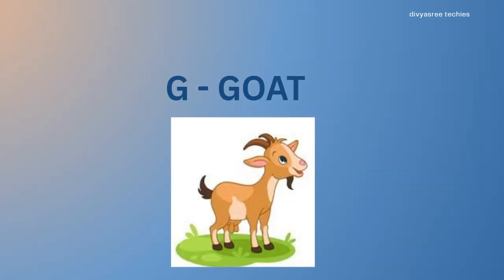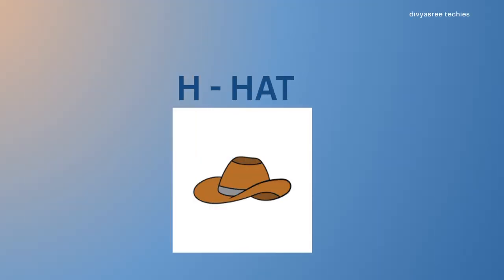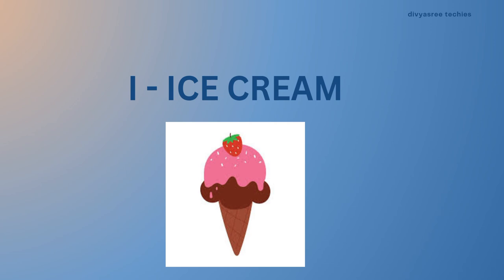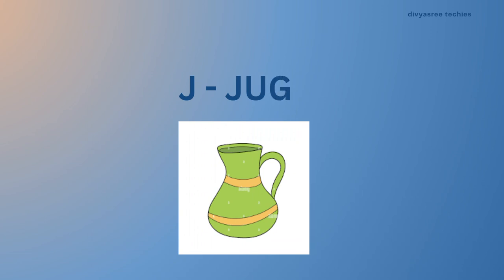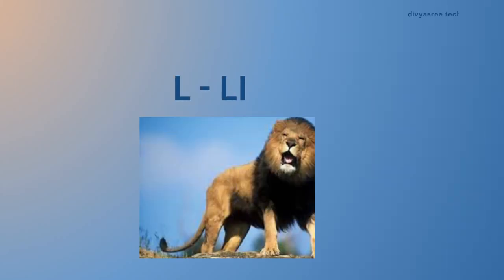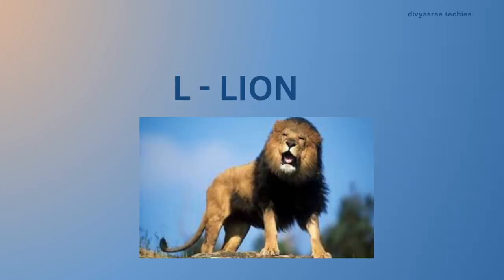G for goat. H for hat. I for ice cream. J for jug. K for kite. L for lion.